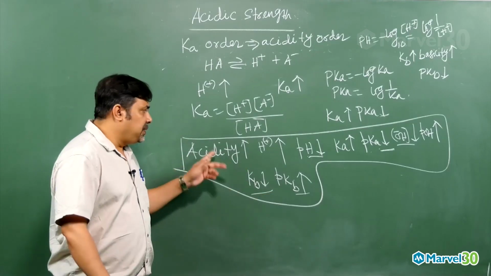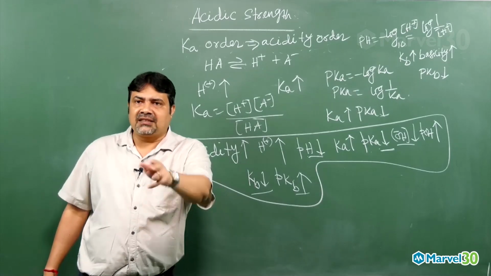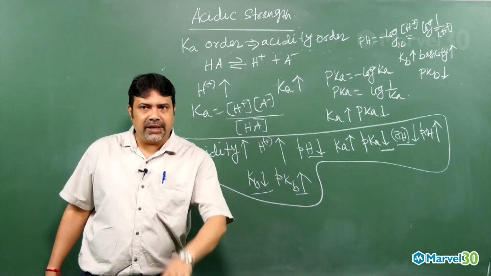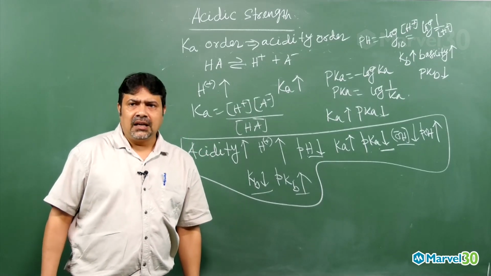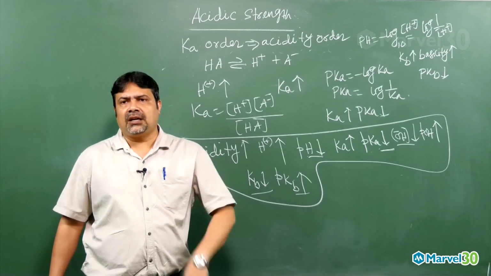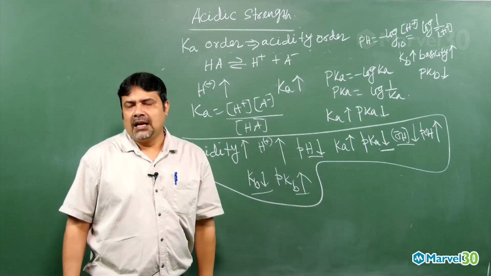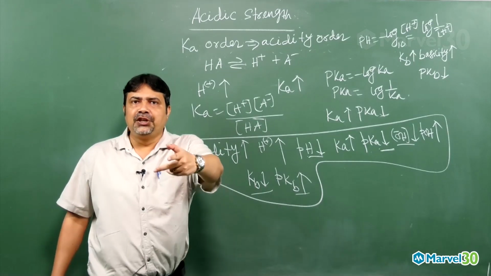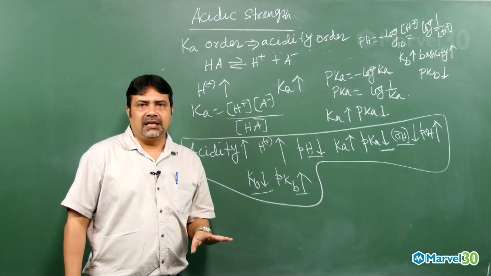So that means if they ask you the pK order, first you write down the acidity order, then make it reverse, and you will get the pK order. That way we find the acidity order, which is nothing but the Ka order, and the reverse is the pK order. That means a higher pK value means acidity will be less, and a lower pK value means acidity will be more. So this is the idea you have to understand very clearly first.